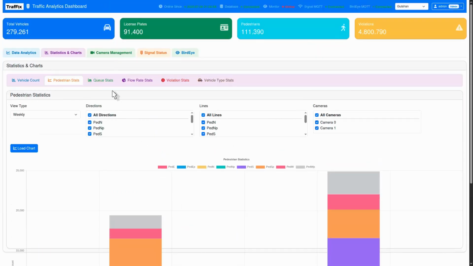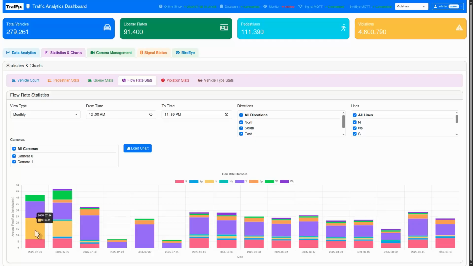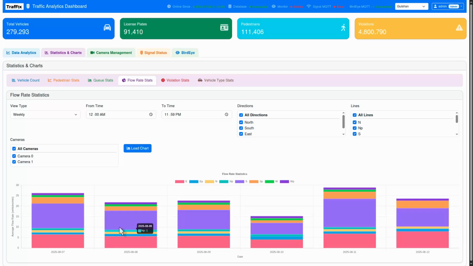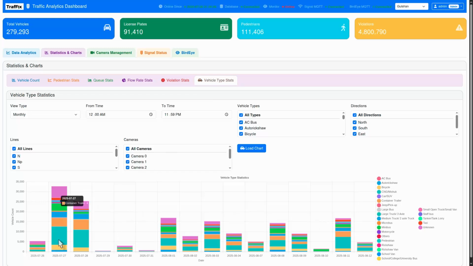From the chart we can easily find the flow rate, which is the vehicles per minute. On the monthly view we see the distribution of flow rate in each of the directions marked by legends. We can also get the distribution of vehicle types. We have 25 different categories of vehicles.